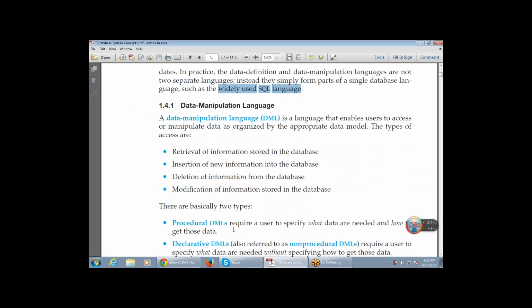Then, insertion of new information into the database. That is how to insert new records, new information, in the database. Then deletion of information from the database. That is how to delete the data or various records from the database. So one is retrieval, one is insertion, one is deletion, and one is modification, that is how to modify the data in the database.